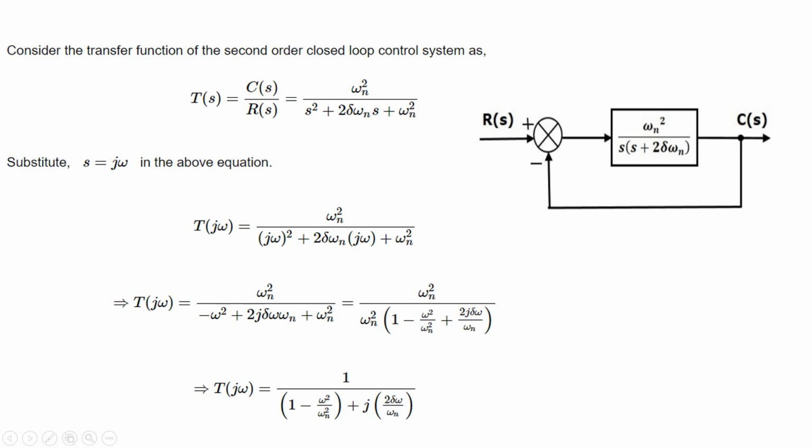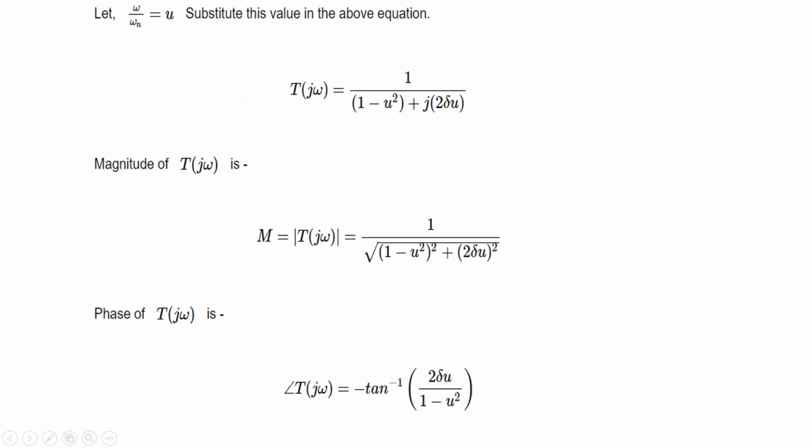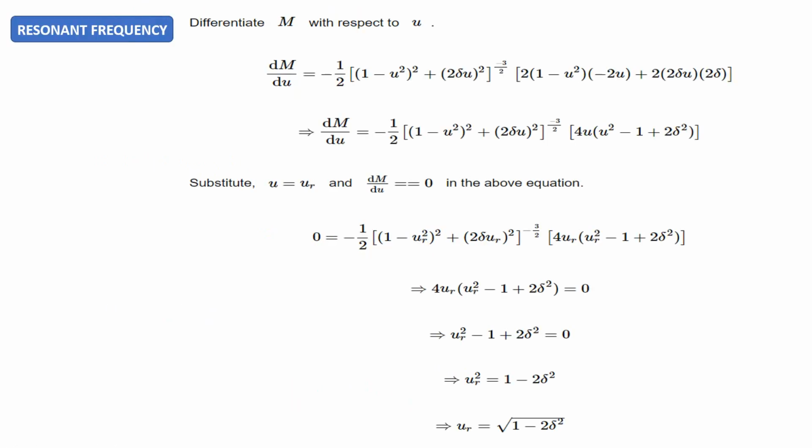If we take out omega n square from the denominator, then we have 1 minus omega square by omega n square. And this 2 delta omega n term will become omega by omega n. If we replace omega by omega n with u, which is the normalized frequency, then we have this kind of magnitude and phase response in terms of the normalized frequency. So this is what we already saw.